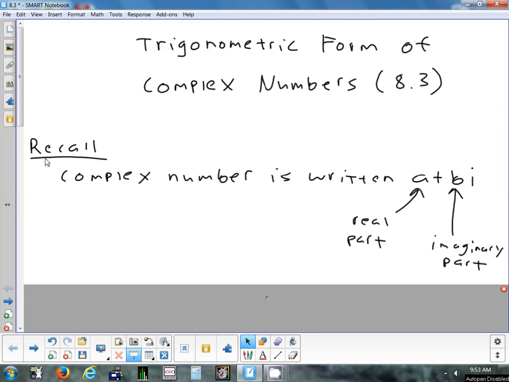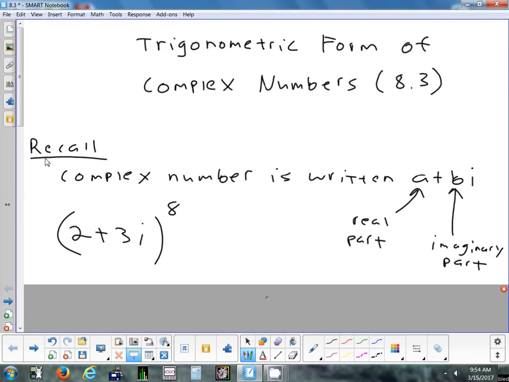If you want to multiply and divide complex numbers, or do any other operations with them, that's not the best form to use. You can use it, but it becomes very time consuming, especially if you want to do something like this. Take 2 plus 3i and raise it to the 8th power. What that would mean is you'd have to write 2 plus 3i, 8 sets of parentheses, and then FOIL each one at a time. That's just not the best way to do it. So if we can write complex numbers a little bit differently, we can do things like this very easy.